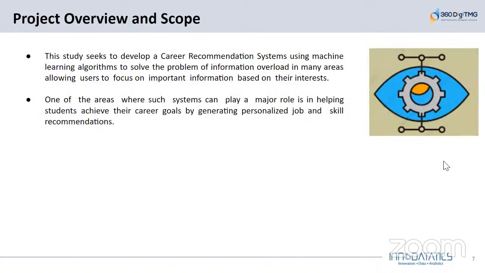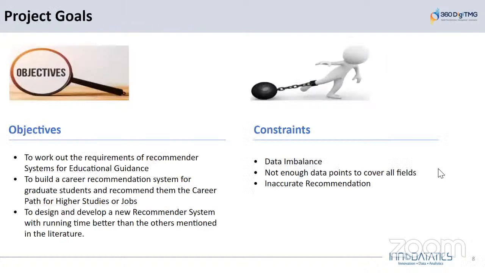Project overview and scope. This project basically involves using machine learning algorithms to solve the problem of information overload in any areas and allowing the users to focus only on the important information based on the area of interest. Such systems can play a major role in helping students to achieve their career goals by generating personalized job and skill recommendations.